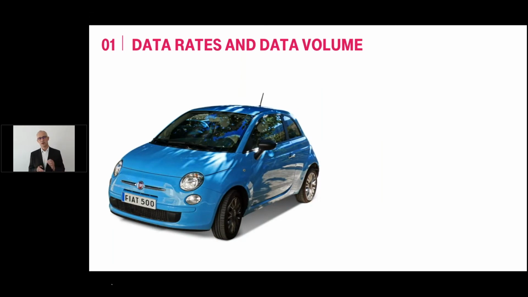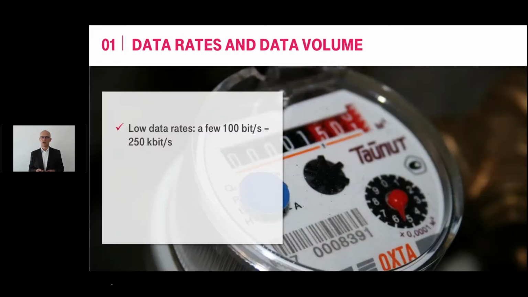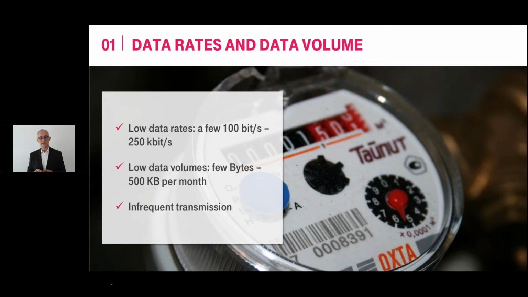Now, if you think about a typical IoT device, like a smart meter for water, then that meter reports once or twice a day about 50 bytes. Do you need LTE for that? Probably not. That is the reason why in standardization we chose only to support low data rates, a few hundred bits per second to 250 kilobits per second. Secondly, we only support low data volumes, a few bytes to 500 kilobytes per month. And third, it's only infrequent transmission. Now that sounds like a disadvantage, but indeed it's not, because with that we did one very important step: simplification. I will come back to that point later in the presentation.